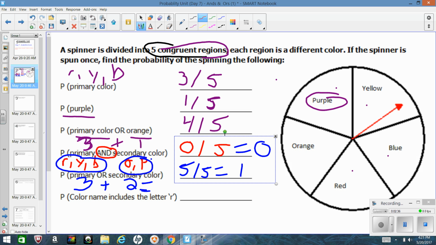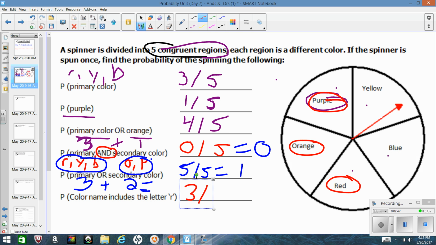Finally, the probability that the color includes the letter L or includes the letter R. Well, we know purple does, we know orange does, we know red does, and that is it. So our probability would be 3/5. Again, our total is 5 because there are 5 sections.